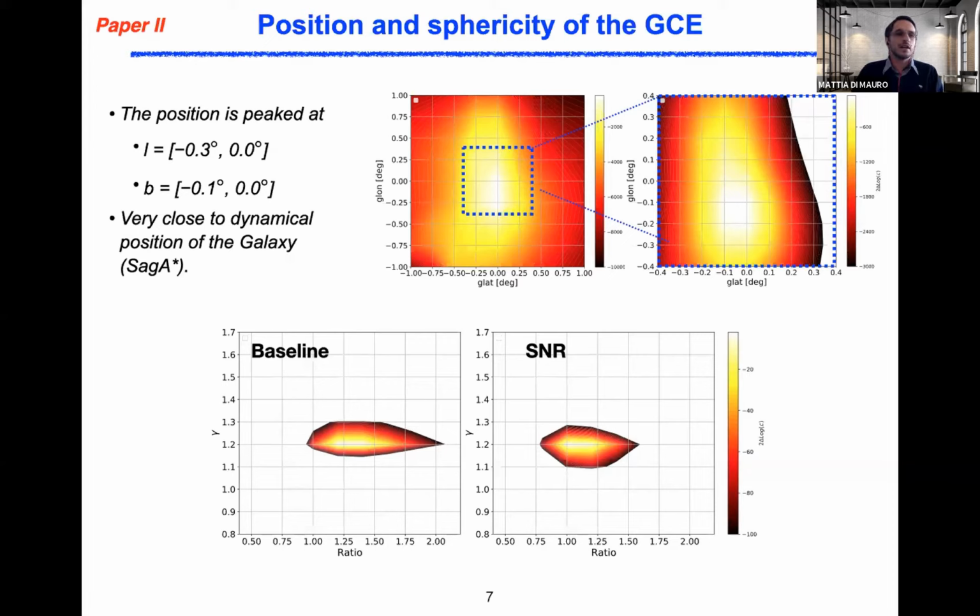Recently, Mathias and collaborators found some evidence that the galactic center excess is not spherically symmetric. We also tested the sphericity, modifying the dark matter template into something that is more ellipsoidal. And so here we make the likelihood analysis as a function of the index gamma and the ratio between the two axes of the ellipse. And we find that this ratio is compatible with 1, with values that range from 0.8 to 1.2. So in my analysis, the excess is roughly spherically symmetric.